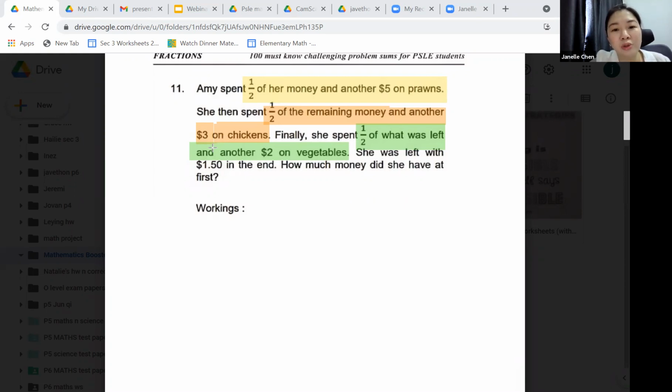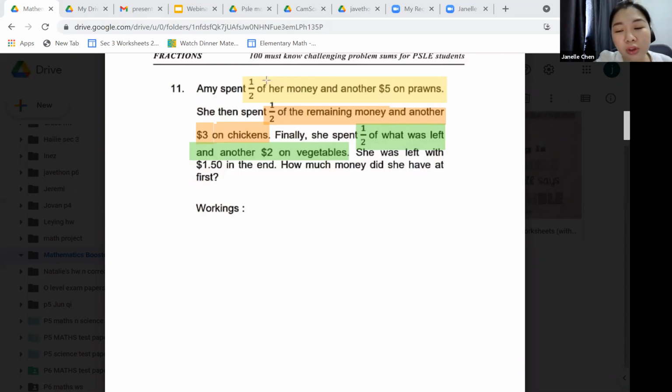I see some of them taking one whole minus away half, then they have another half left, and then they plus $5. So that is a wrong start already for this kind of question. You see this kind of question quite often in the SA2 for P5 and also in PSLE as well. So without further ado, I will start the question.